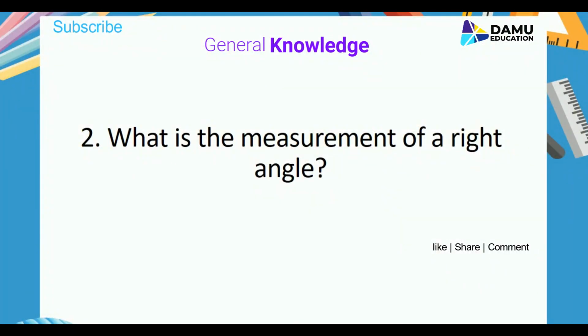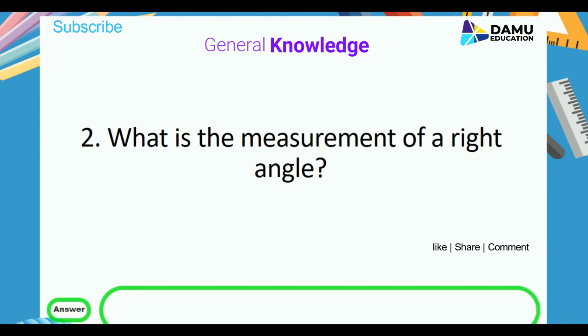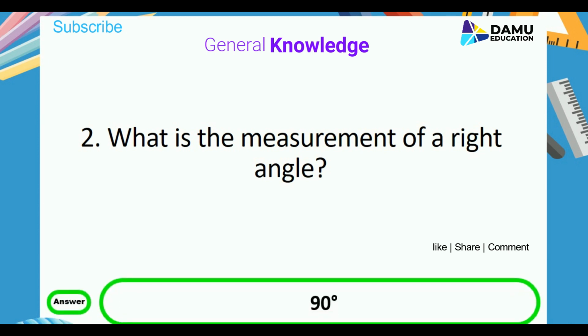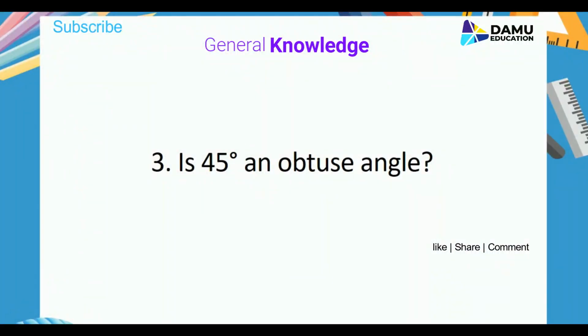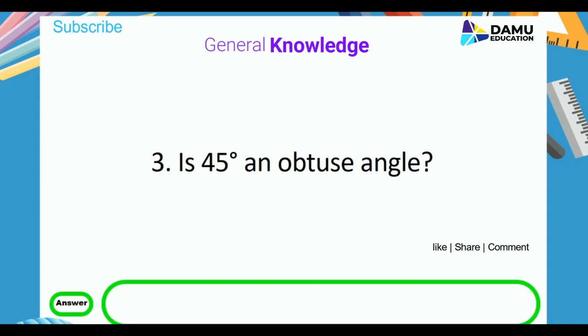Second question. What is the measurement of a right angle? Answer is 90 degrees. Third one, is 45 degree an obtuse angle? Answer is no, it is acute angle. From 0 to 90 degree, it is acute. 90 to 180 obtuse. 180 to 270, it is reflex.